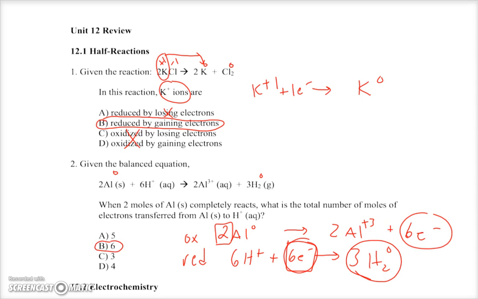All right, we're going to keep going on here. We are going to take it now to the notes on electrochemistry. All right, so we are now looking at Unit 12.2, Electrochemistry.